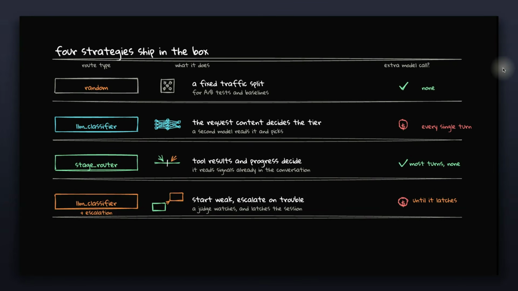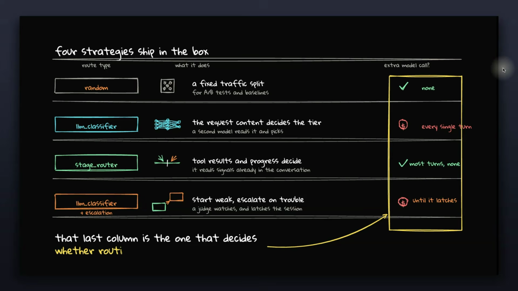If you use the LLM classifier, every query is going to run through an extra LLM call. The stage router mostly costs you nothing because the signals that you're getting are essentially free. And then escalation is going to cost you that one judge call until the session latches. So if you're using a routing layer, this is the column that you actually want to pay a lot of attention to. But before that, we need to look at what are the different signals that the router actually uses.